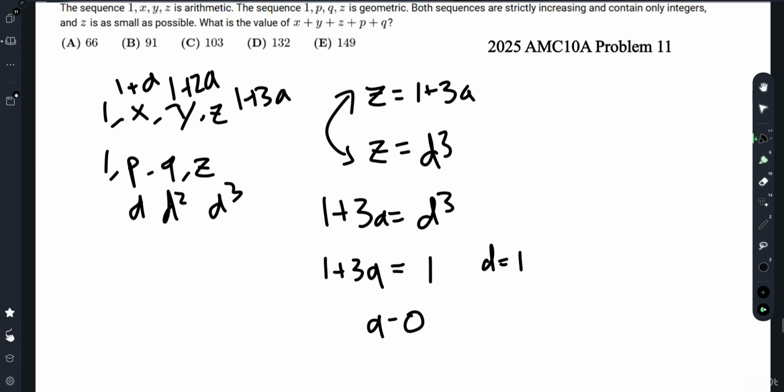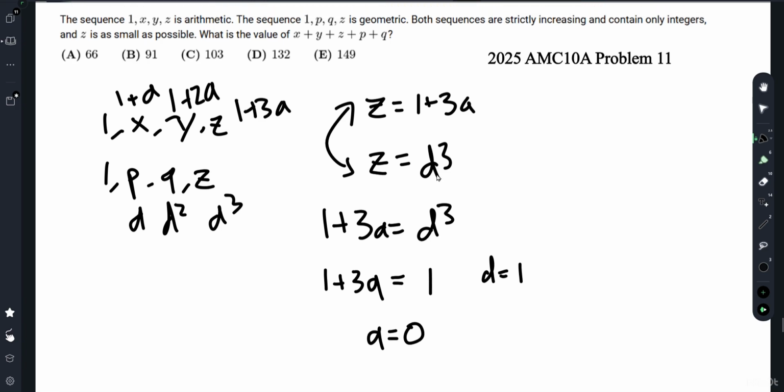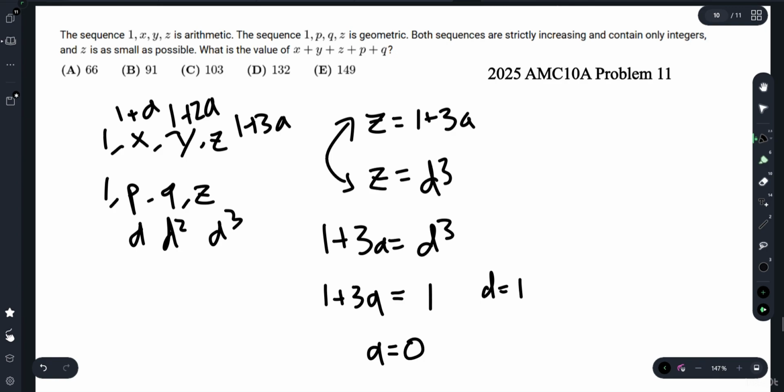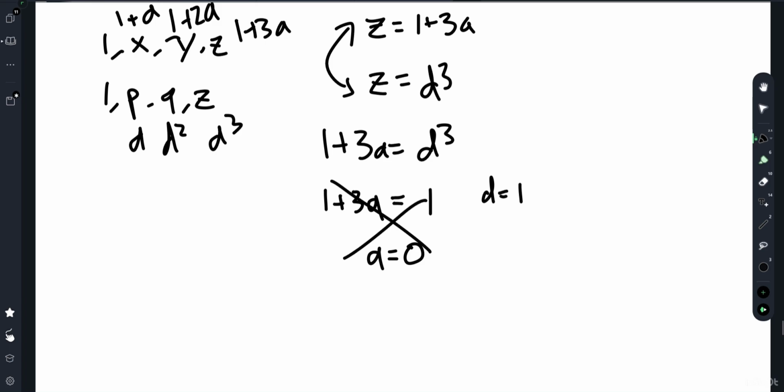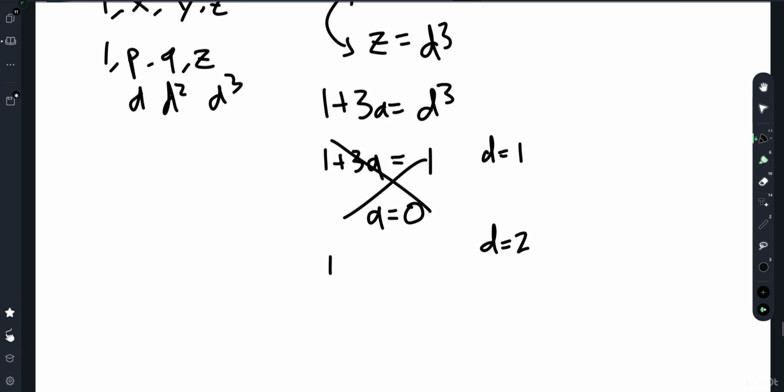Is that our smallest value? Notice that when A is equal to 0, the sequence isn't increasing, because if A is equal to 0, X is 1, Y is 1, and Z is 1. That isn't increasing. They're all just 1. So this doesn't work. Let's take the case where D is equal to 2. So 1 plus 3A is equal to 8. So 3A is equal to 7. That doesn't give us an integer value for A. So that doesn't work either.